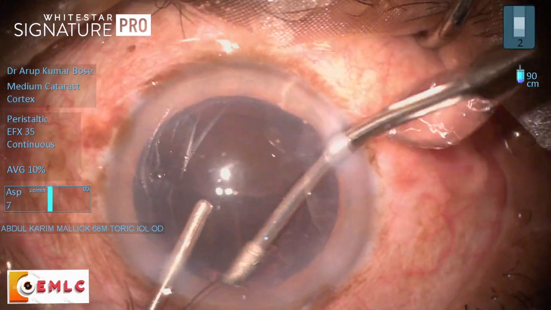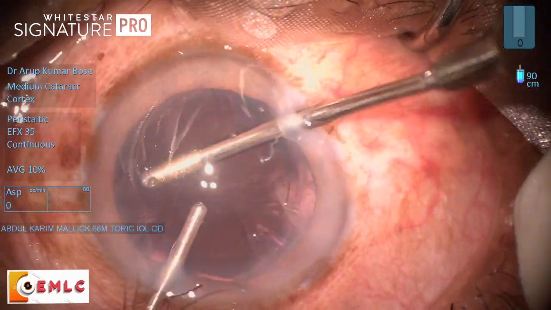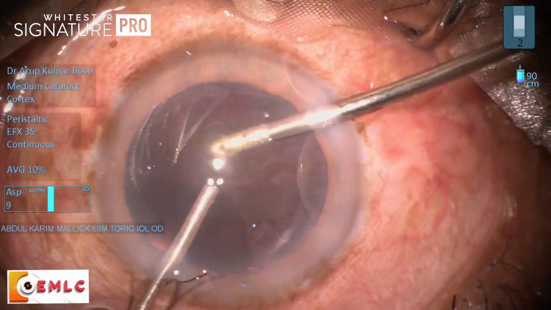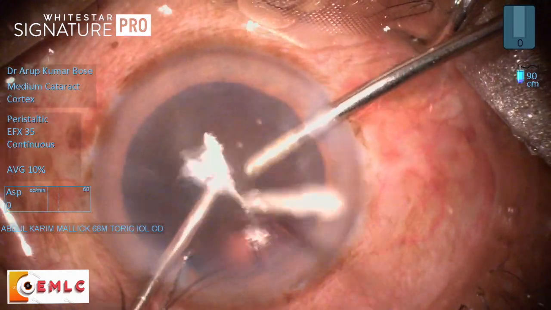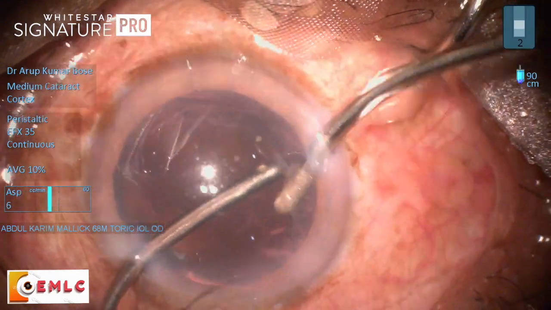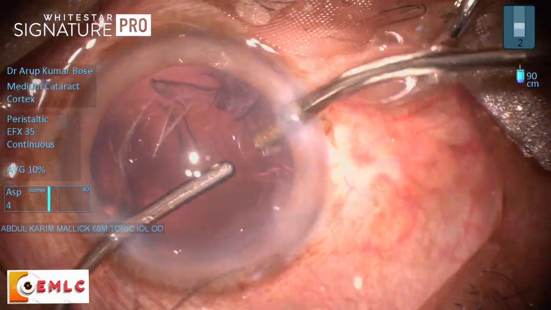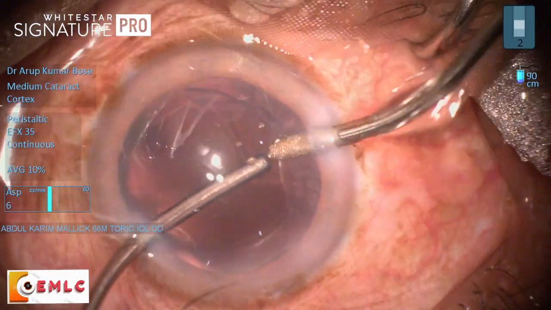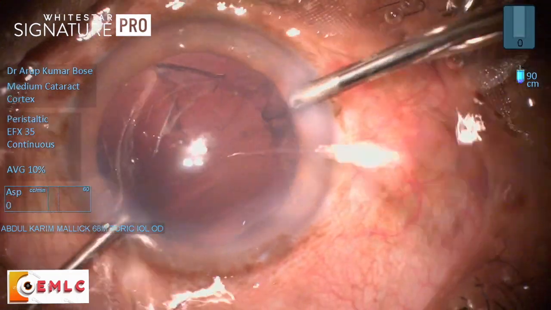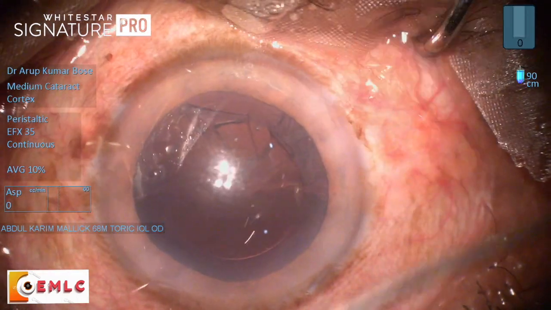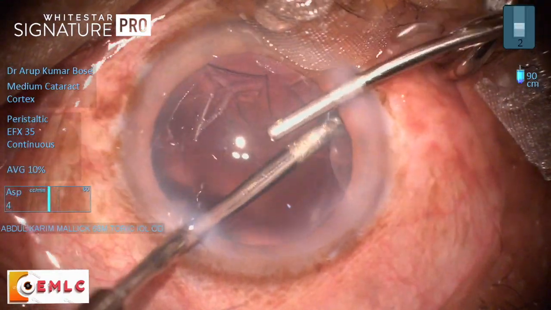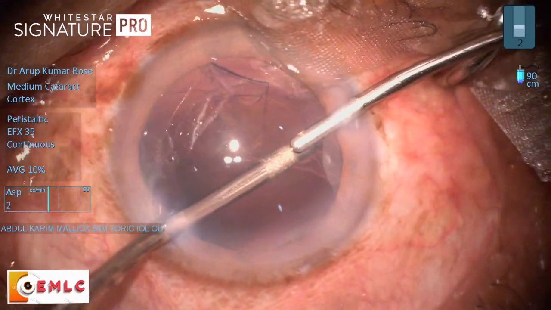Now I started bimanual irrigation aspiration with MST irrigation aspiration cannulas. That also went quite well. The cortical matter was quite fragile and thin, but I could take it out, and there was no problem in taking it out. Now I changed hands in between so that the remnants on the other side can be removed efficiently.